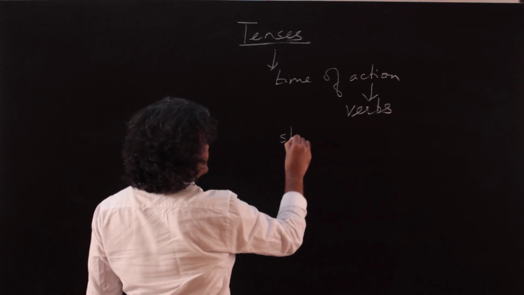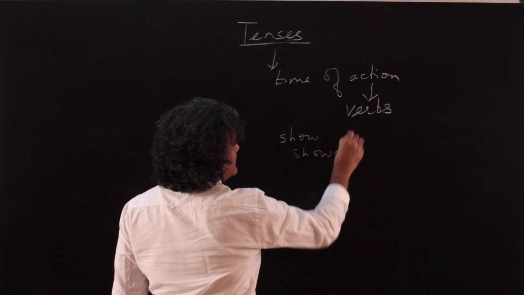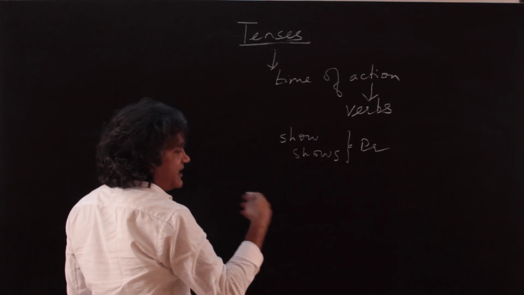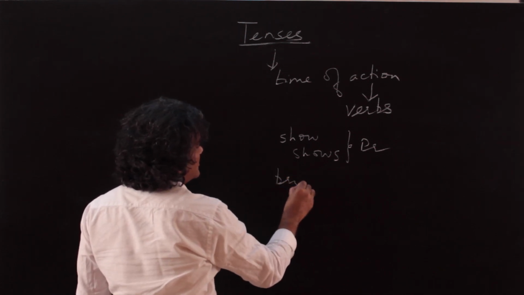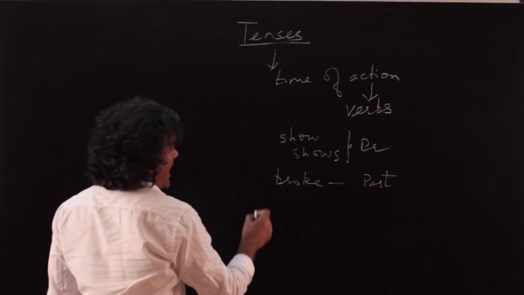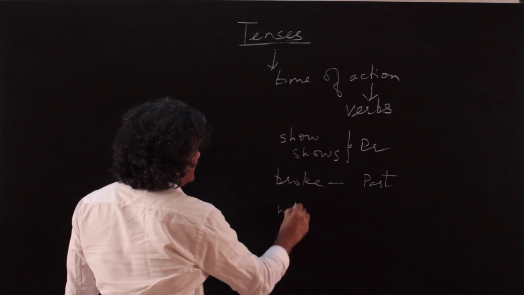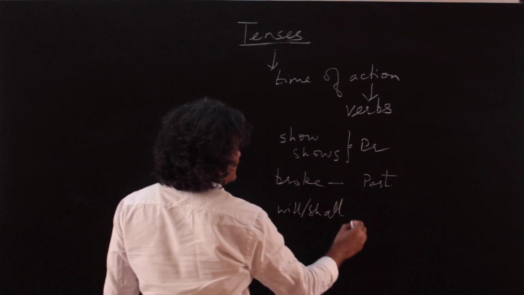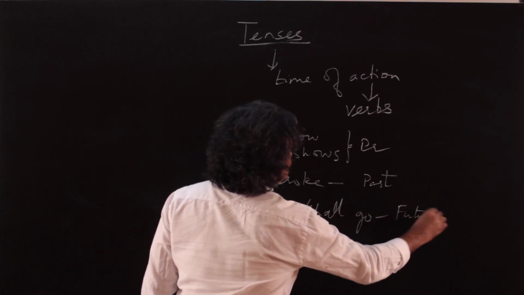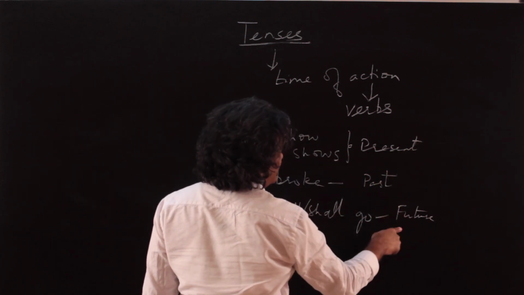If a verb is in its original form or has an S or an ES, then it is present tense. If the verb is in an ED or irregular form, for example, broke, then it's the past tense. And if the verb is preceded with a will or a shall or a would, then it's the future tense. And so there are three tenses: present, past, and future.